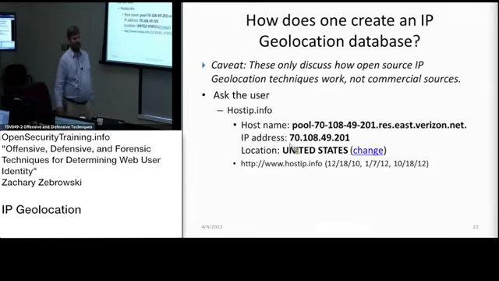Because of some non-disclosure type stuff, I'm going to talk about the open source techniques for creating this information. But we'll talk about the companies that provide this in a minute too. One way to do this is to ask the user. Hostip.info basically says, where are you? And it then prompts you to enter your location. And that's a reasonably good way of getting, for an IP address, where someone actually is.